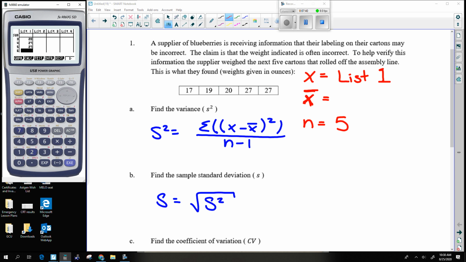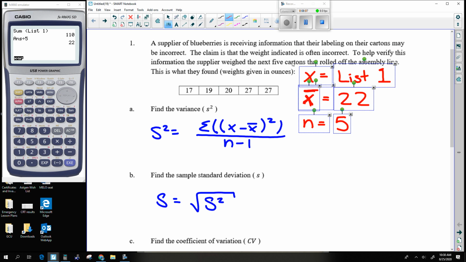All right, and then the X bar is going to be the average of that list. So what I'm going to do is go to my main calculator, add up those numbers and divide by the number of numbers, 5. And so that comes out to be very specifically the number 22. So I just found the average. I added them up and divided by the number of numbers.